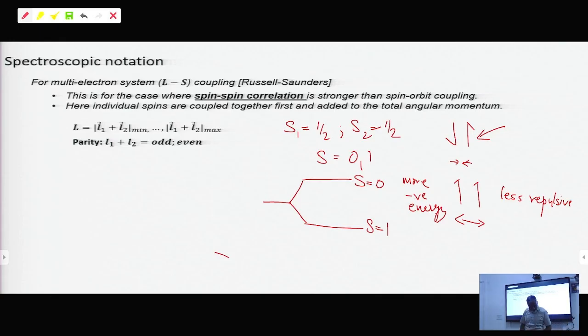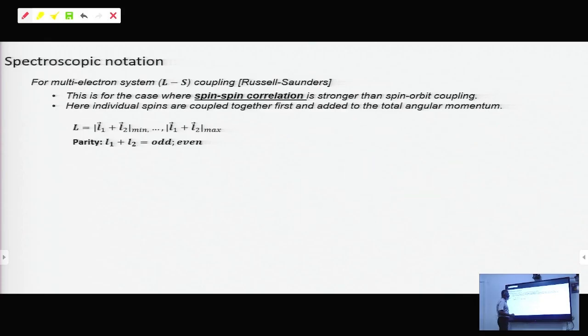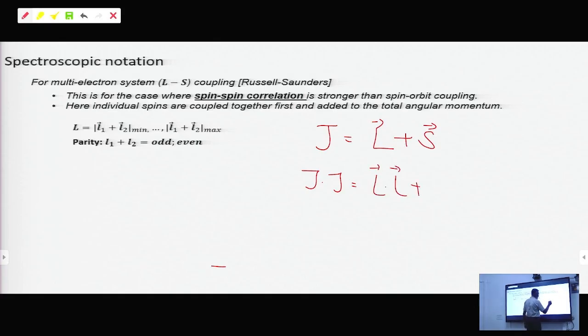And then J. J dot J is L dot L plus S dot S plus 2 L dot S. So the energy depends on J, which is the coupling. How do they couple? So we are looking at L-S coupling.